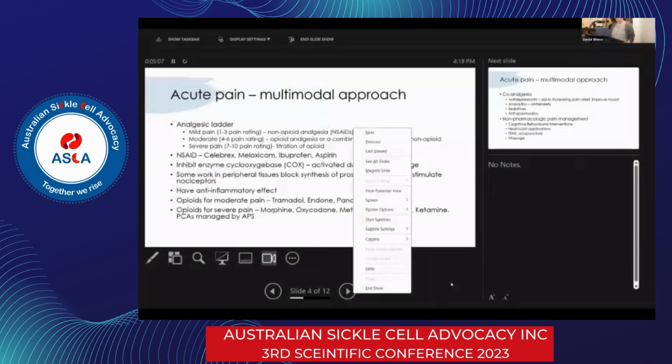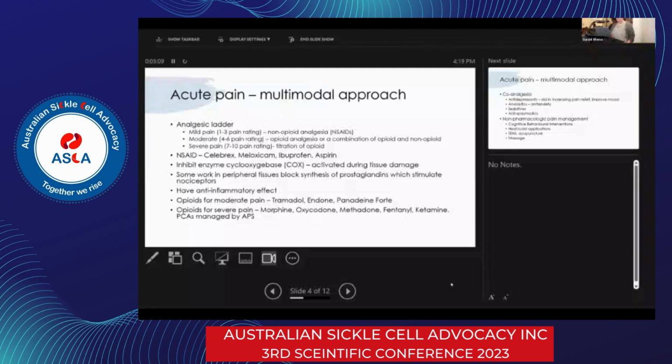So management of acute pain is a multimodal approach. Unfortunately, it isn't just one tablet that will fix all, and so we need to consider lots of different strategies. And we also refer to the analgesic ladder as a way of escalating the analgesia requirements of our patients, depending on their pain level and how much response they're getting from their current treatment.